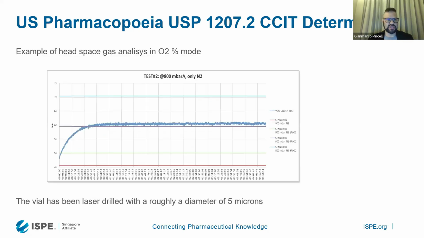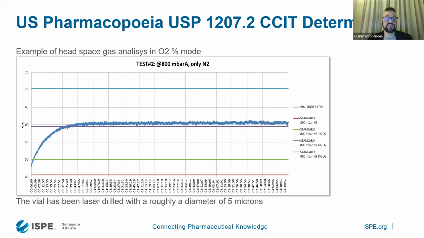Another example, this one is for oxygen. So the vial in this case was filled with nitrogen inside, but with 800 absolute millibar inside. So minus 200 millibar goes inside of the product. So slightly vacuum and nitrogen flow to protect the product.